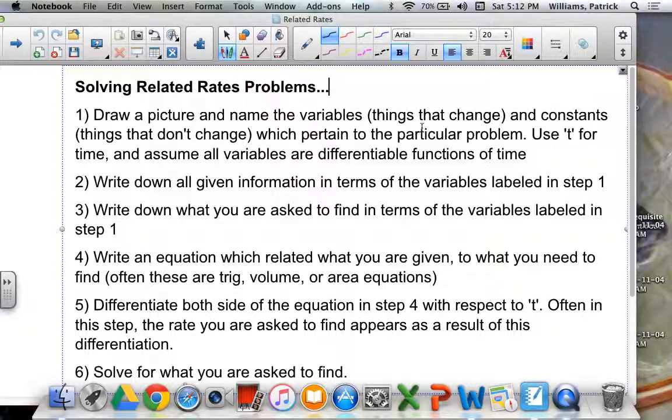So really steps 1 through 4 are the hardest part. Step 5, where you just differentiate both sides with respect to time and then solve for what you're trying to find, that's just mechanics. It's the same skills we did in implicit differentiation. It's using the chain rule, and then it's just using algebra.